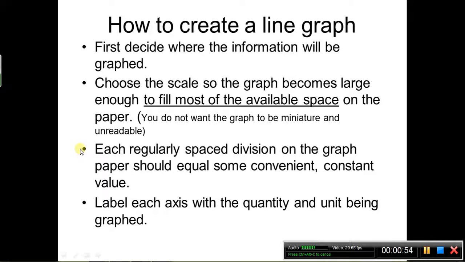Next, each regularly spaced division on the graph paper should equal a convenient constant value. We'll go over this also, but you want to pick a value so that you fill most of the space, and it has to be consistent with each spaced division on the graph. You want to label each axis with the quantity and the unit being graphed. So you need to make sure that you label your axes, and you also need to make sure you put the units in your label of the axes. And then you also need to create a title for the entire graph.